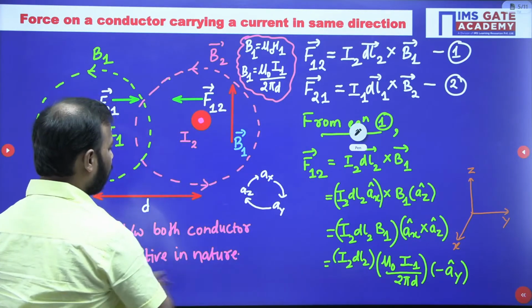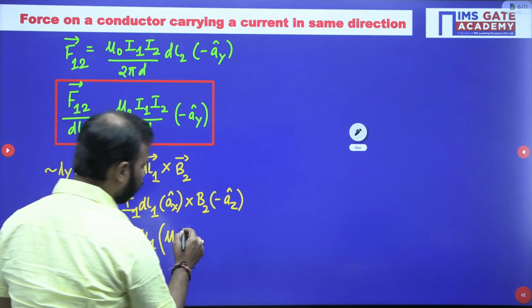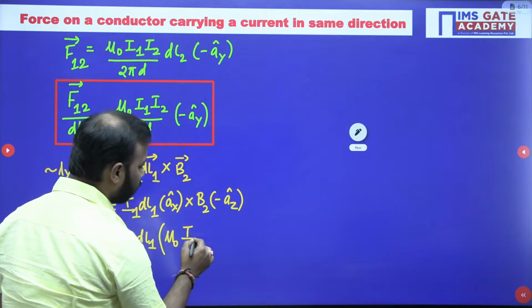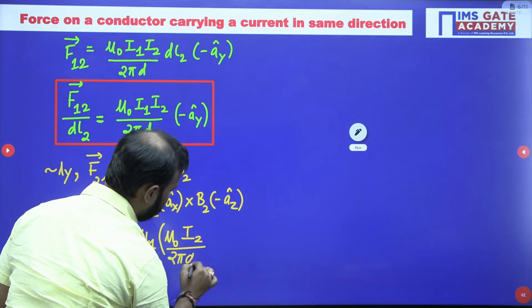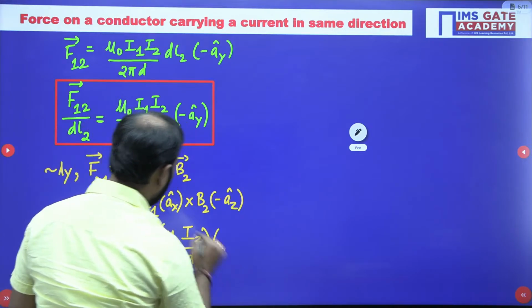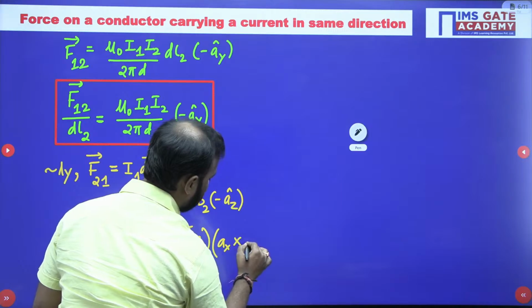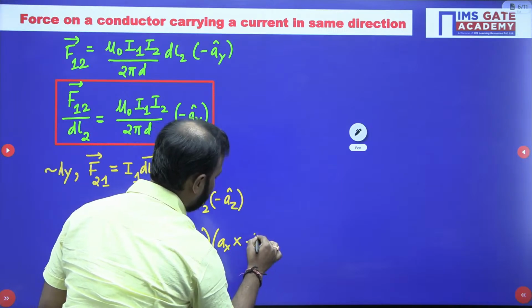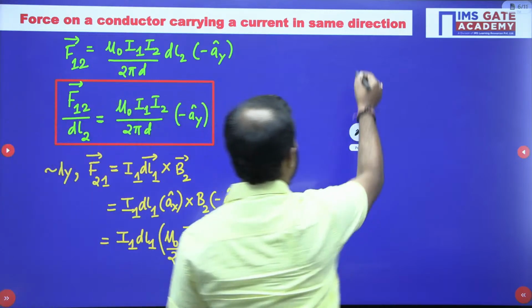Okay, so see here, this B2 is nothing but mu naught H2, and we have discussed ना, H2 is I2 upon 2 pi D, and AX cross minus AZ cap. सो ये क्या हो जाएगा? See here, ये क्या हो जाएगा?